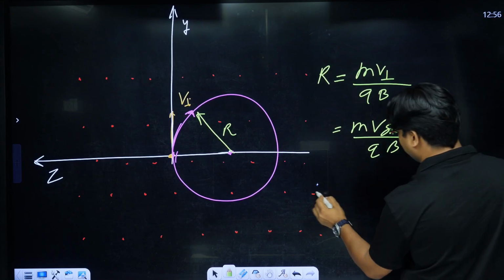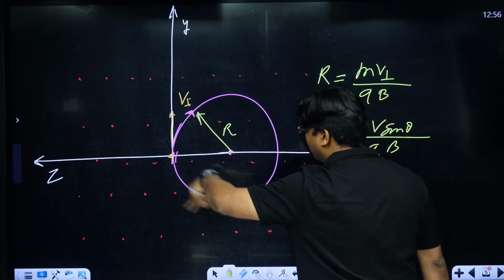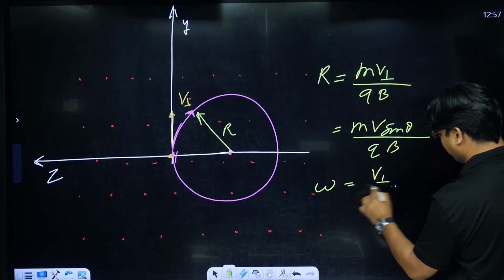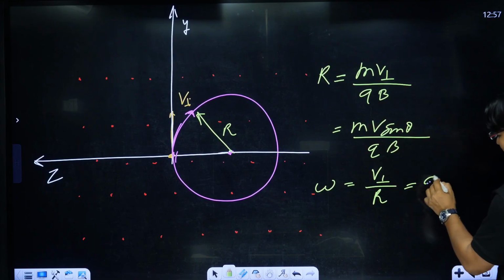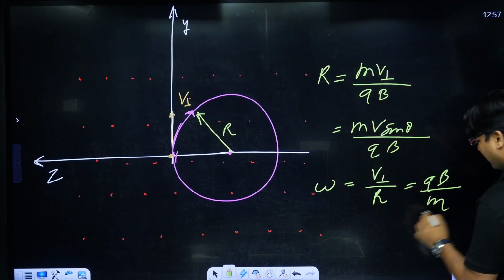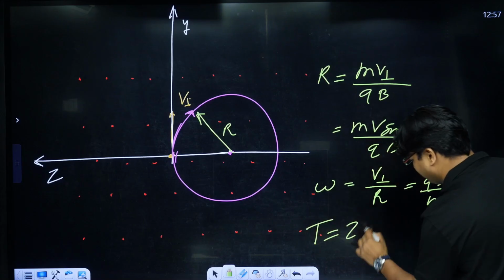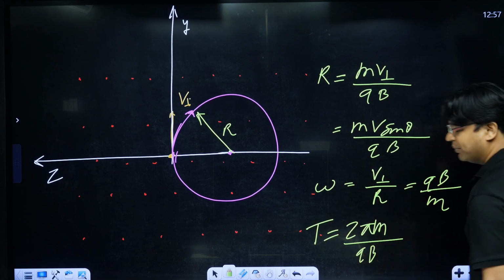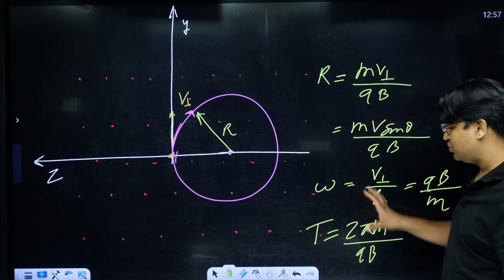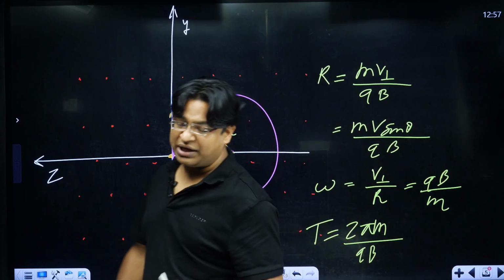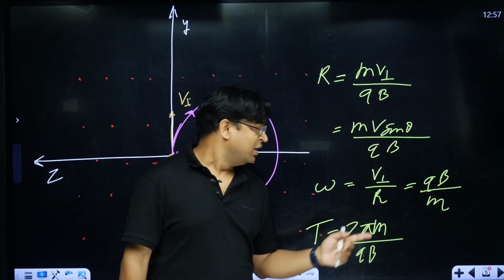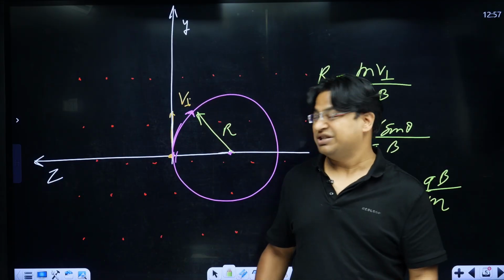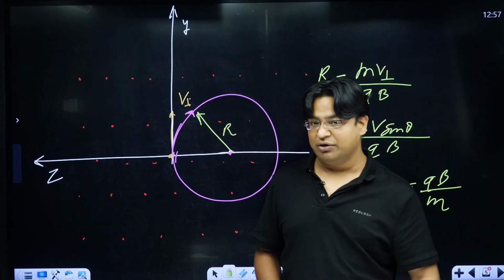Okay, and then if we have to find out the angular velocity, it would be v perpendicular by r. Ultimately it will turn into qB by m, and the time period will be given by 2 pi by omega, so it will become 2 pi m by qB. So you can see that omega, the angular velocity, and the time period are not dependent on the speed with which you have projected it.